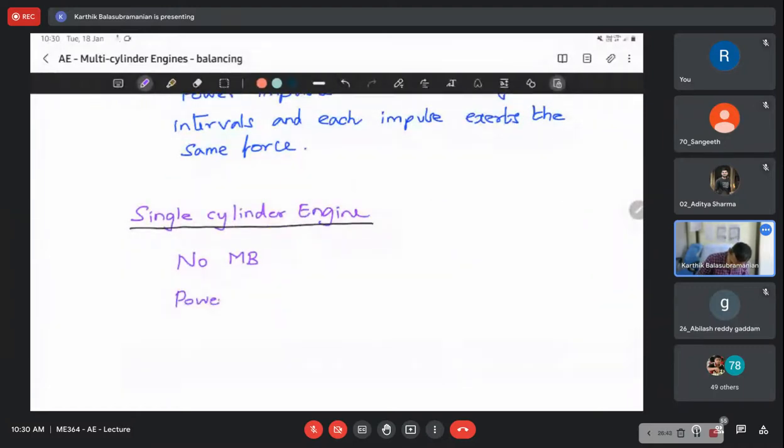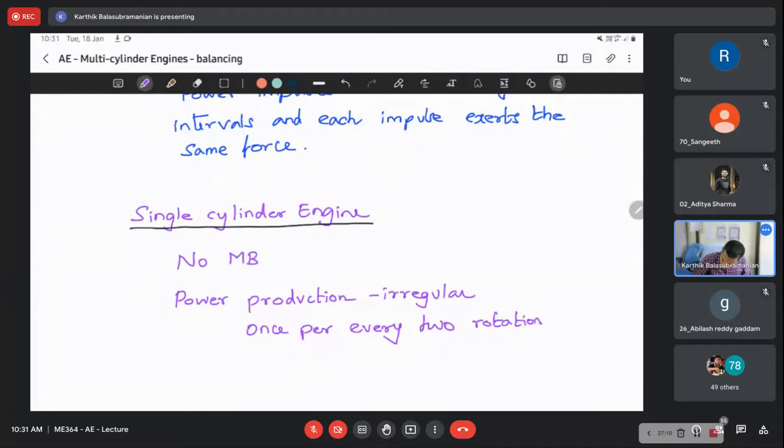So you can say power production is irregular, because once per every two rotations of the crankshaft, correct? Yes, sir. That's how you get power. So there is power, and then the crankshaft has to rotate with the momentum. So you need a large flywheel.